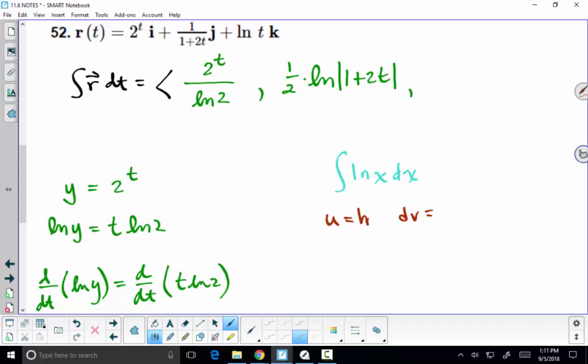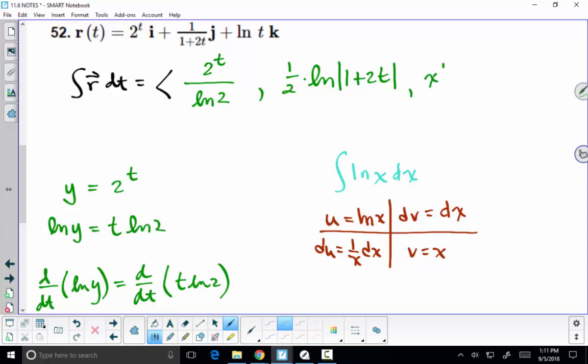So we do this, natural log of x, dv is going to be dx. You differentiate over here so that you get du equals 1 over x dx. And you integrate over here to get v equals x. You choose your constant of integration to be 0. And then you end up with uv, which is x ln x, uv minus the integral of v du.